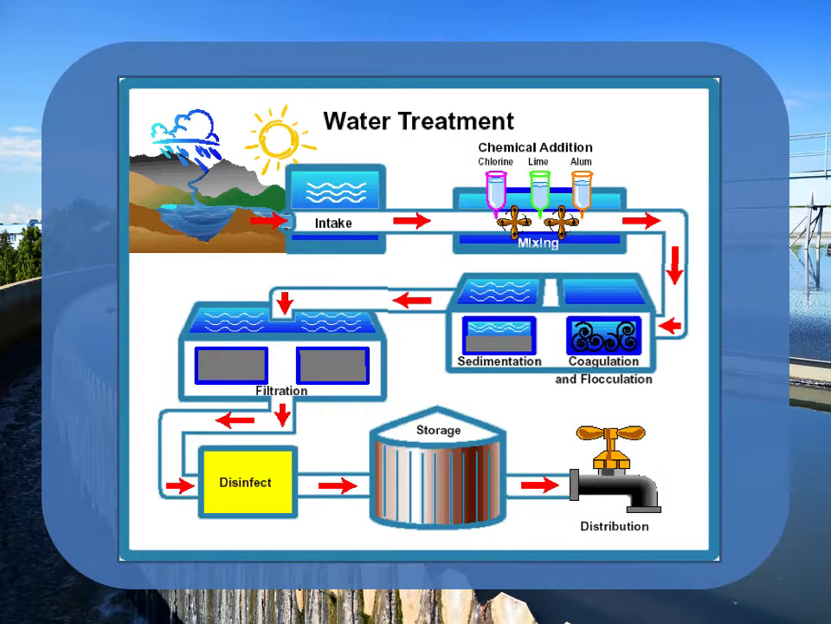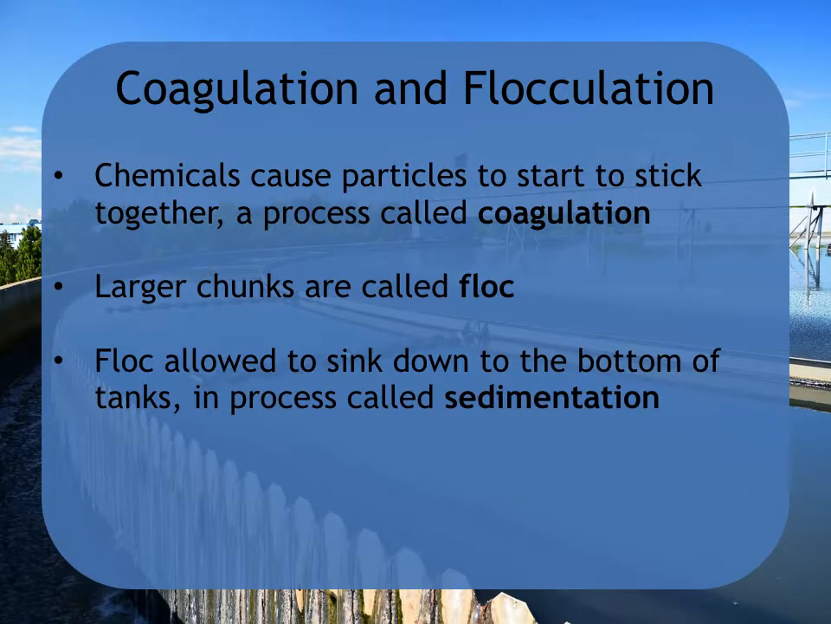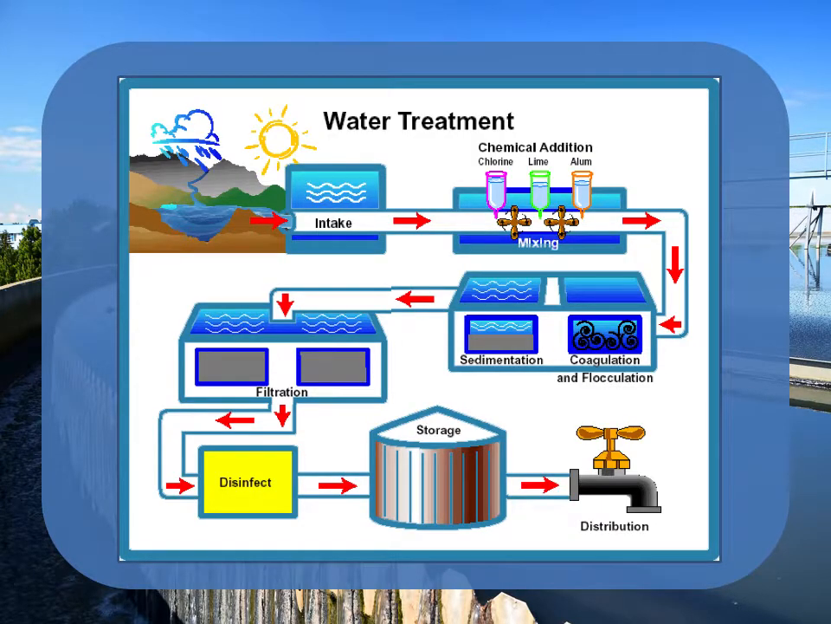Once these chemicals have been mixed in, the water is moved to a separate tank for coagulation. Coagulation is the process of floc forming and binding together into larger and larger pieces. Once coagulation has occurred, the water is left undisturbed. The floc slowly settles to the bottom of the tank. This process is called sedimentation. Water is then carefully removed to the filtration tanks, while being careful not to disturb the sediment on the bottom of the tank.